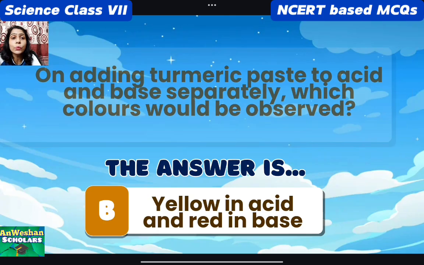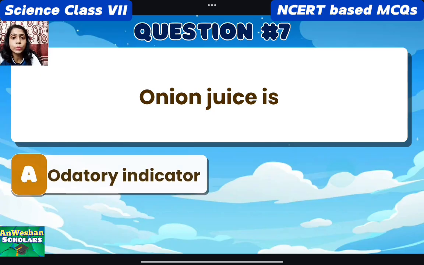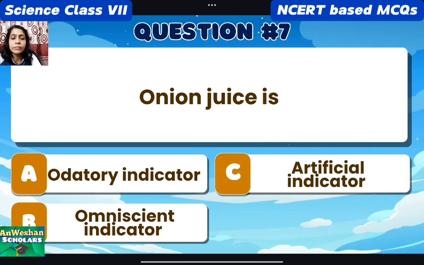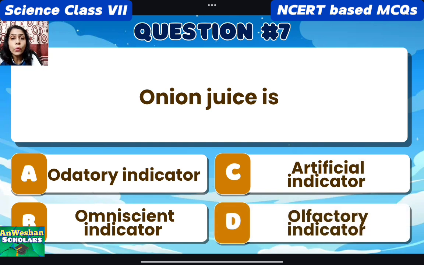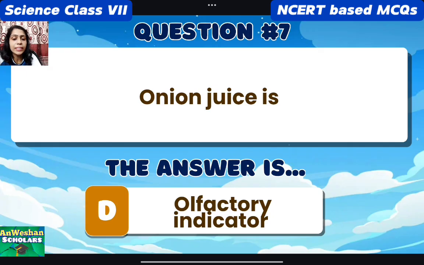Now moving on to question number 7. What is our question number 7? Onion juice is A, auditory indicator, B, omniscient indicator, C, artificial indicator, D, olfactory indicator. So it is definitely not artificial indicator, so we can strike out option C, right? Now what are these O things about? Yes, they are to confuse you, but you already know what is the correct option. Yes, it is definitely option D, which is olfactory indicator.